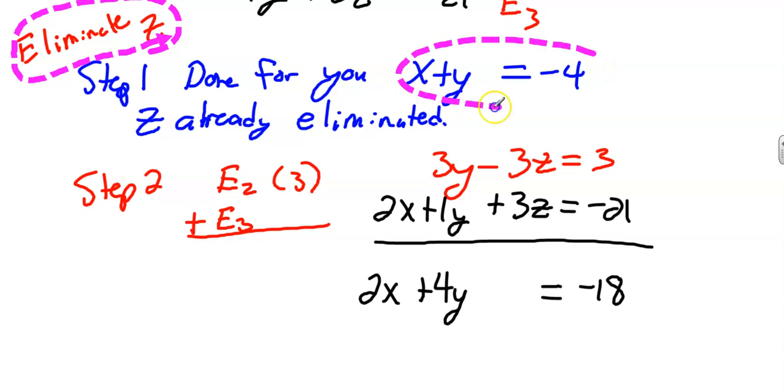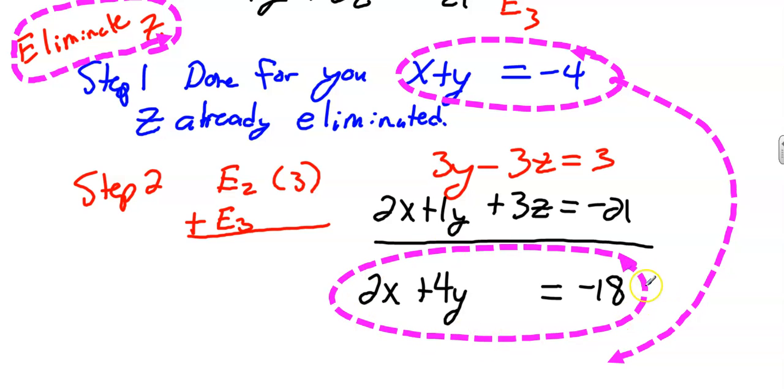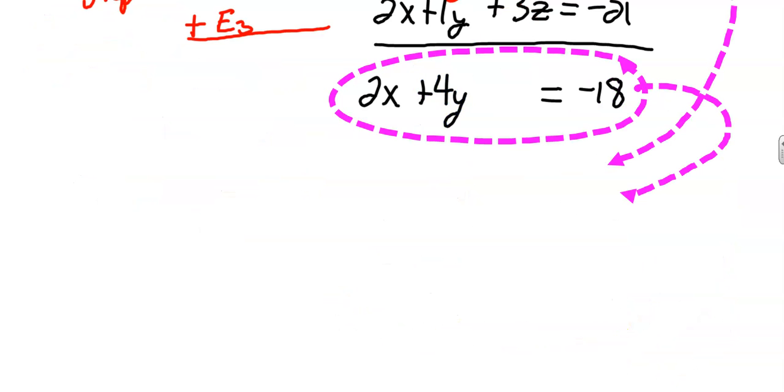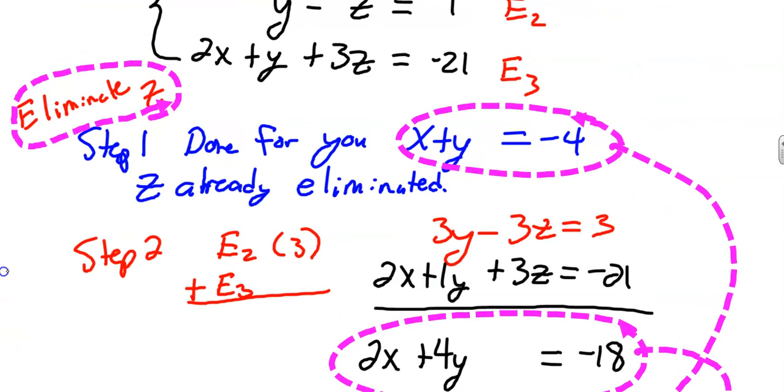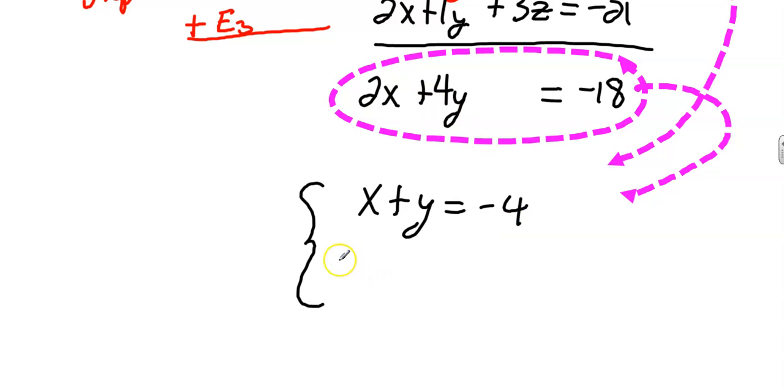Okay, so now we're going to take those two equations and bring them down and make that one system that we're going to work with. So x plus y equals negative 4. And then 2x plus 4y equals negative 18. So now that we're down to a 2 by 2, now it's just like 7.1. And it's about the same either way. Do you want to get rid of x or do you want to get rid of y?